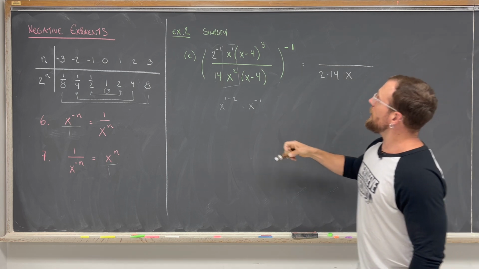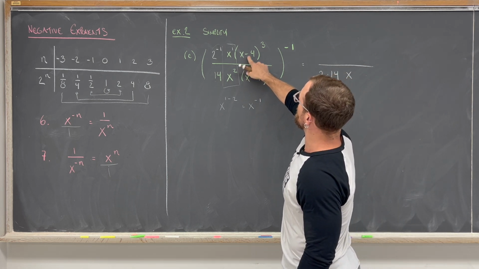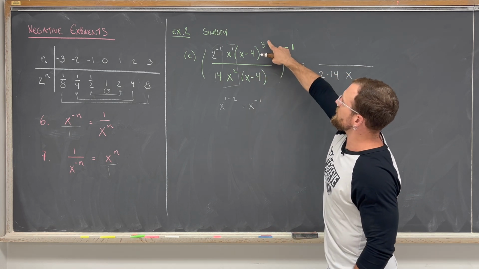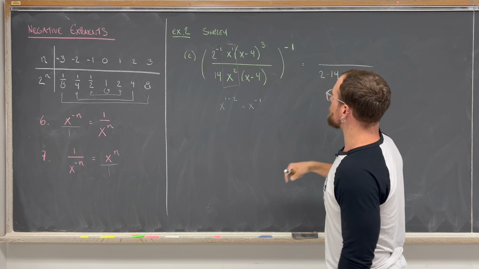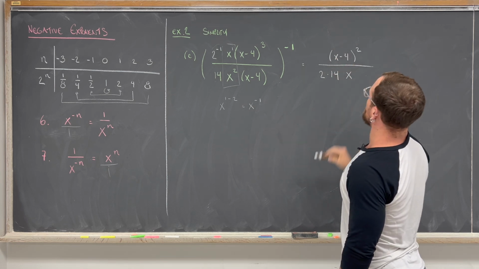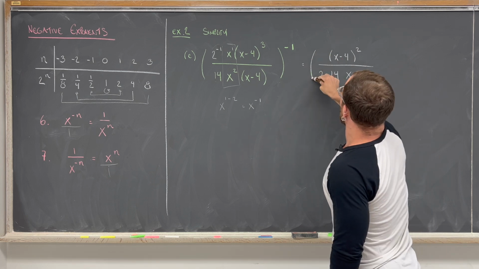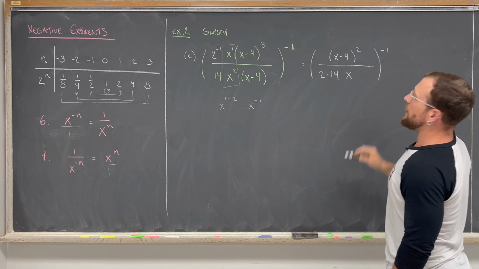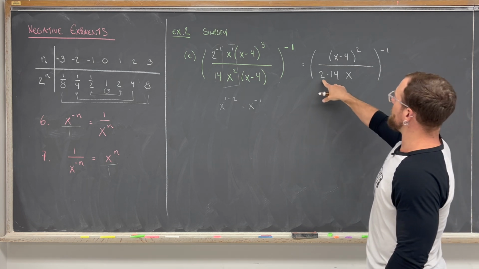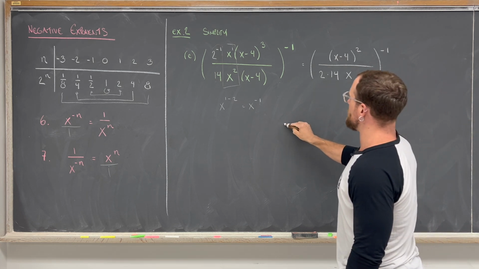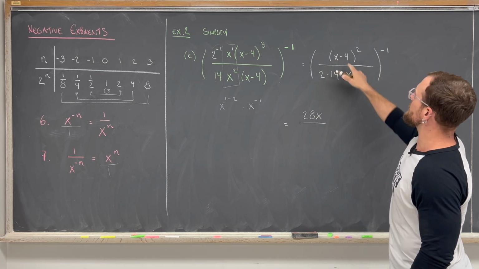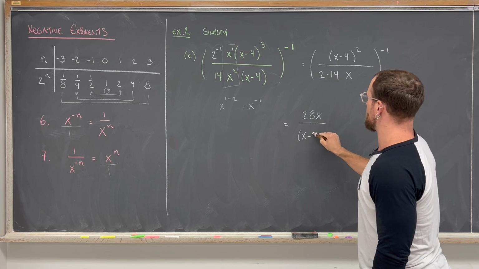And lastly, I've got (x minus 4) cubed over (x minus 4) to the 1st. I subtract the exponents. 3 minus 1 leaves me with a 2. (x minus 4) squared is my numerator. I still have to raise this to the power negative 1. That just means to take the reciprocal. So my denominator of 28x becomes my numerator, and my numerator of (x minus 4) squared becomes my denominator.